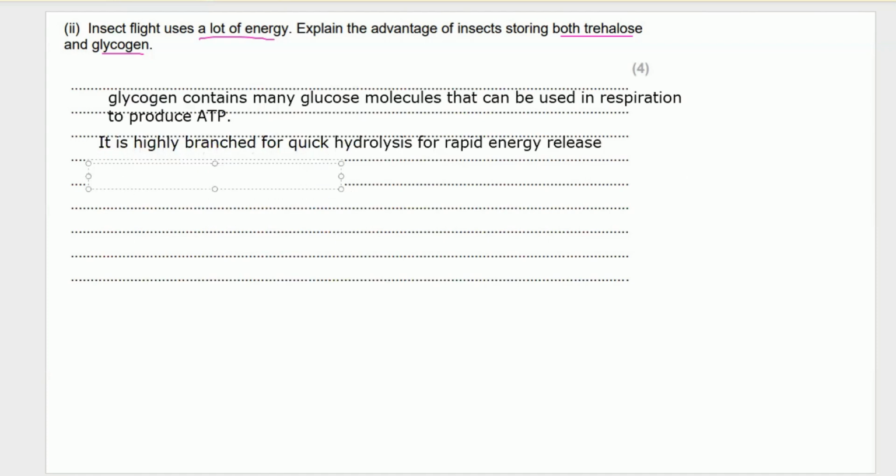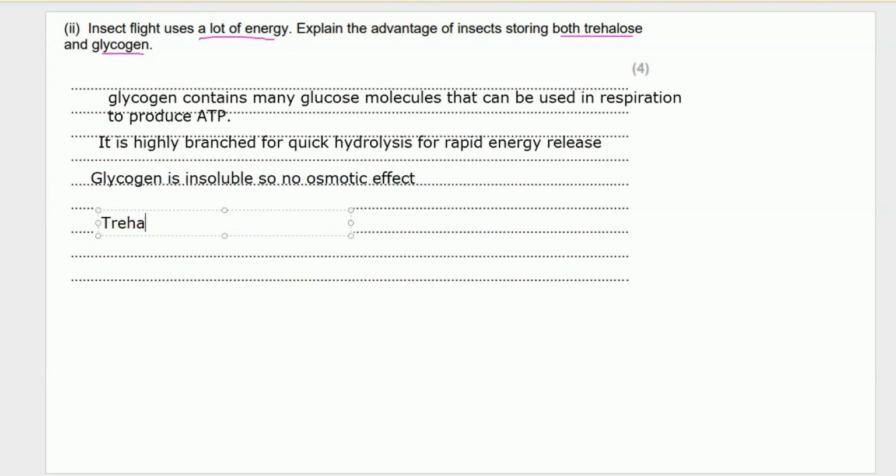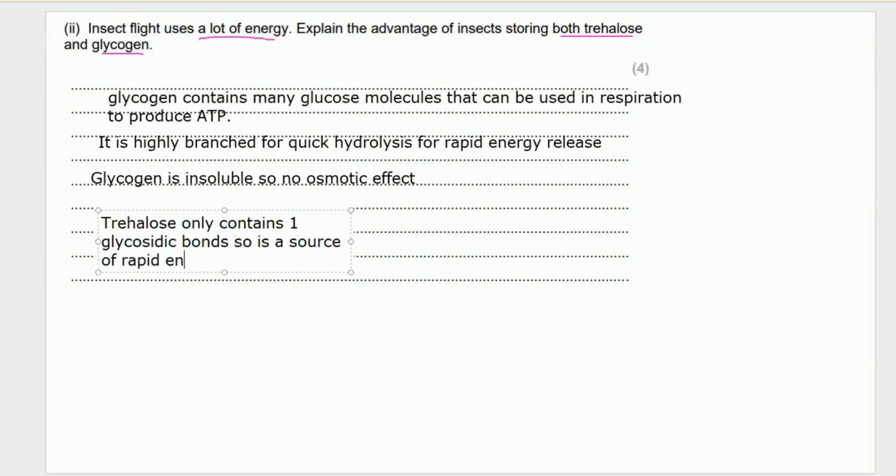Really, it releases glucose that's then used in respiration, but you get the idea. It's quick to access. Glycogen's also insoluble, so it doesn't have an osmotic effect, so that's really key. You don't want your energy storage to become a problem where it's making osmosis occur in places you don't want. Now, the advantage of trehalose, okay, it does have an osmotic effect. It might be soluble, but the advantage of trehalose is that it only contains 1 glycosidic bond. So it's even faster to access those glucose molecules for energy.